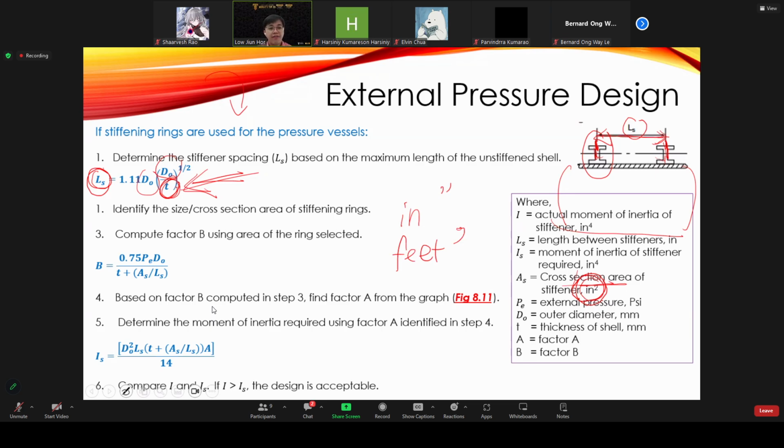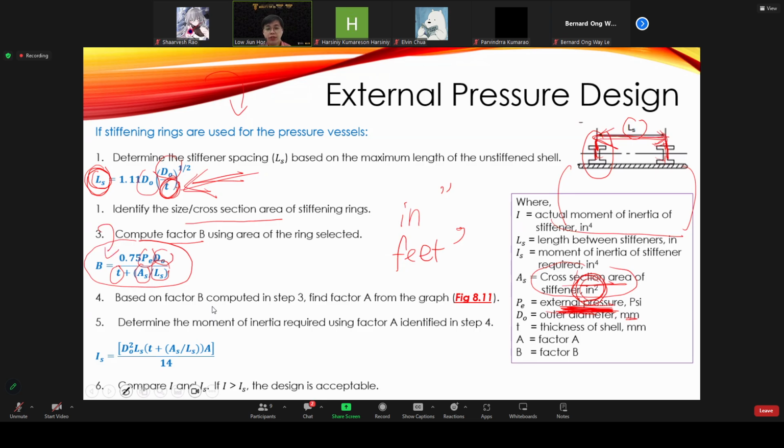So once you have identified the interval of the ring and also the cross-section area of the ring, then you can calculate factor B by using the equation here. DO, outer diameter, millimeter. T is the assumed thickness. PE, be careful, is the external pressure that you want to withstand. AS, cross-section area of the ring. LS, interval between the rings. Then you will get the factor B.